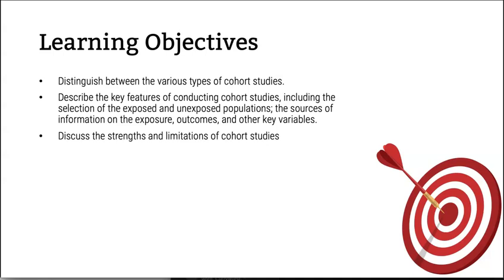There are two designs that we're going to focus on specifically in this course. There are other types, many complicated types, but this is an intro course, so we're just going to focus on retrospective and prospective cohort study designs. Then we're going to spend some time talking about the features of different cohort studies. So how do we choose exposed individuals versus unexposed individuals? How do we define different variables? Where do we find the information that we're looking for? Etc. And then we're going to talk about some of the strengths and the limitations of these types of study designs.